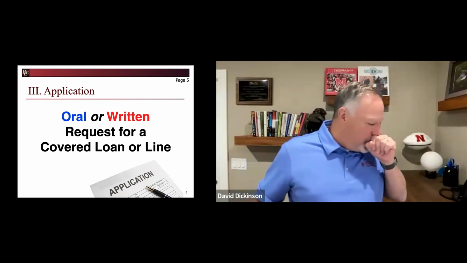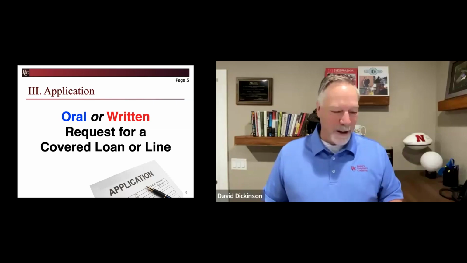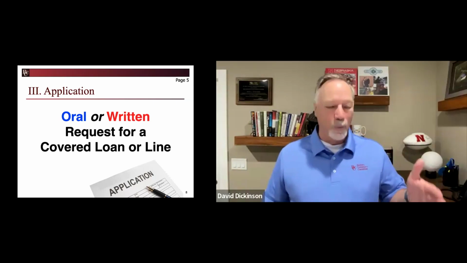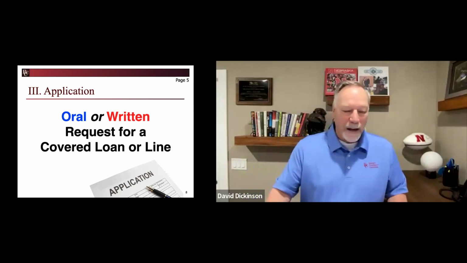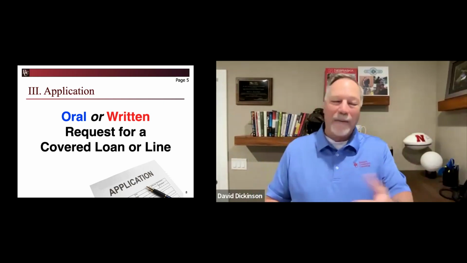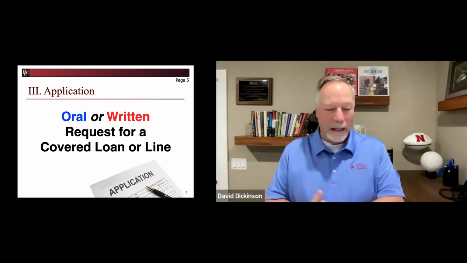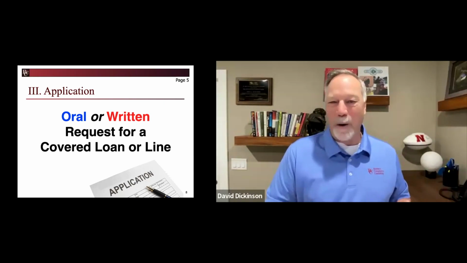However, you'll notice that this definition in italics talks about an oral or written request for a covered loan. That's a little different than Reg B. In Reg B, it'd be request for credit. Here it's for a covered loan, meaning we have to have a dwelling, we have to have a purpose. We're going to get to those. But made in accordance with the procedures, that's verbatim right out of Reg B.